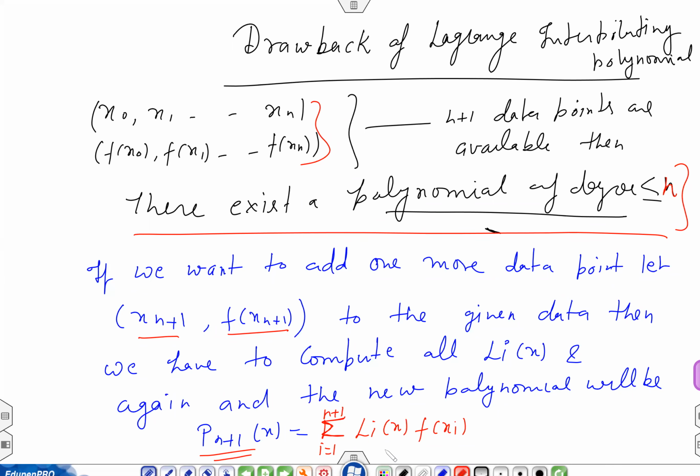You are adding only one point, and after adding this point, the degree of the polynomial will increase. The degree will be n plus 1, because you are adding one more point. So n plus 2 data points are available and you are constructing a polynomial, which can be constructed with the help of these Li(x). So you have to compute these Li(x) again. Whatever calculation was done before will be of no use. So this is the drawback of the Lagrange interpolating polynomial.